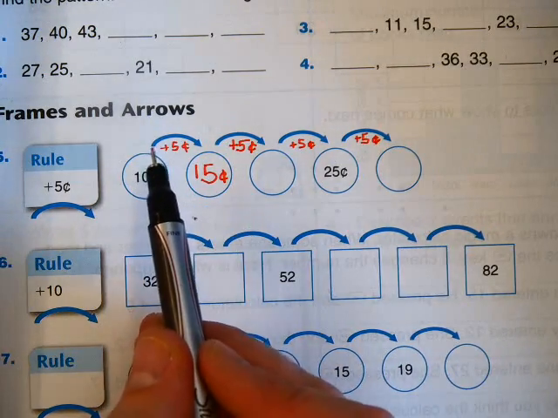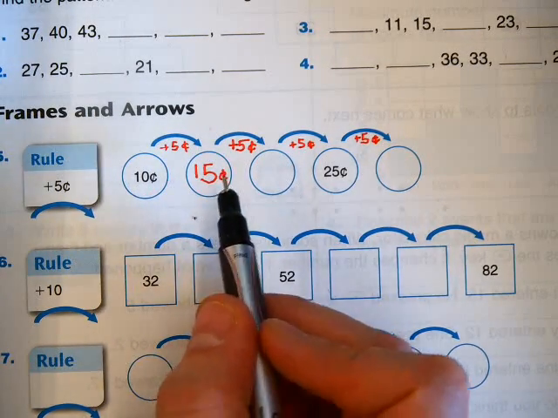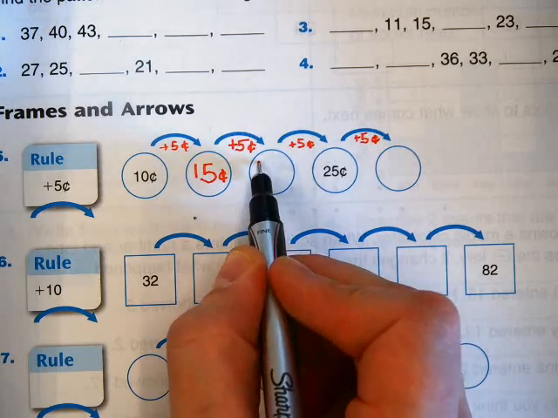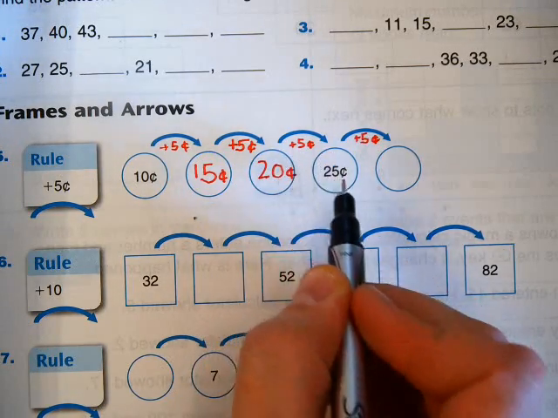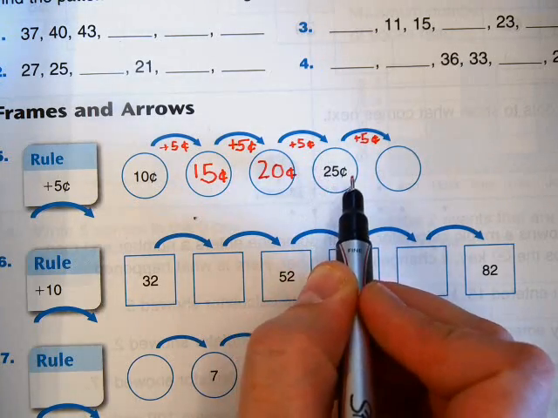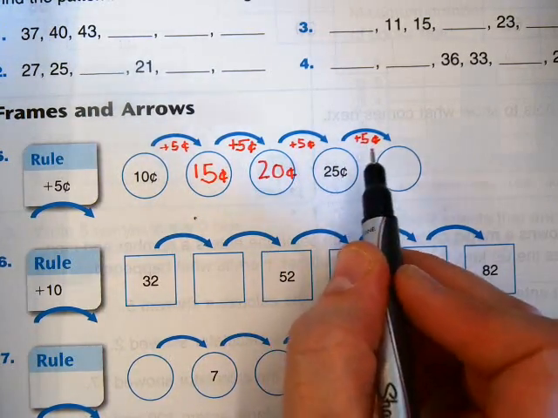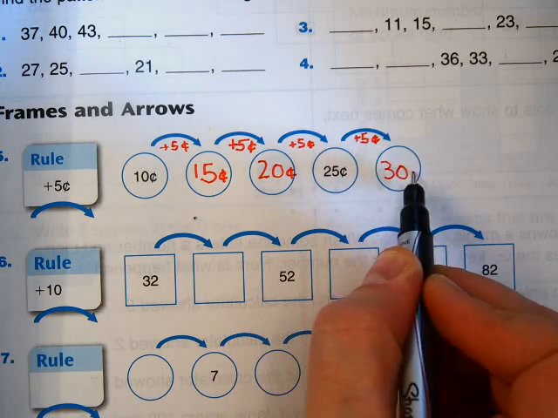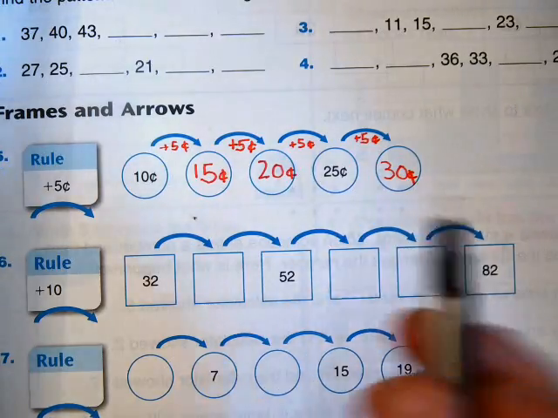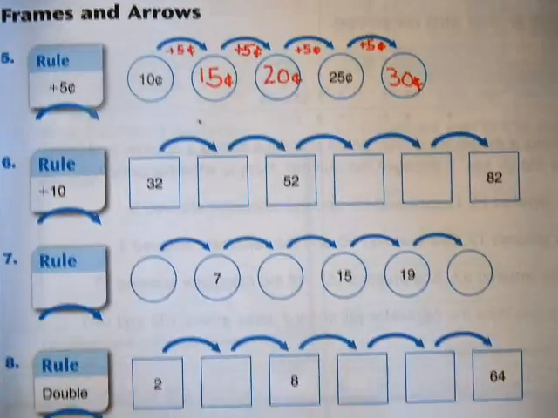So we know that this solid arrow means plus 5. So I'm going to go 10 cents, 15 cents, plus 5, 20 cents, and 20 cents plus 5. If I check it, I know that's 25, so I can tell that this answer is right. 25 cents plus 5 cents is going to be 30 cents. Okay, so for the next one, you see it's plus 10. I'm going to add 10 cents to each one.